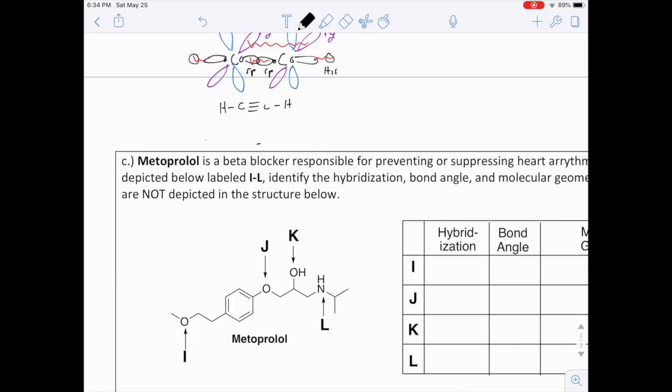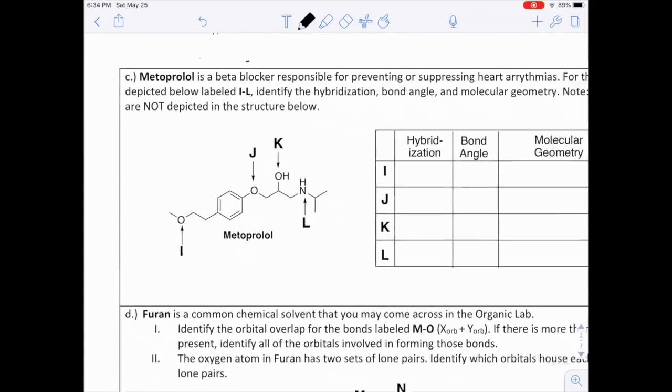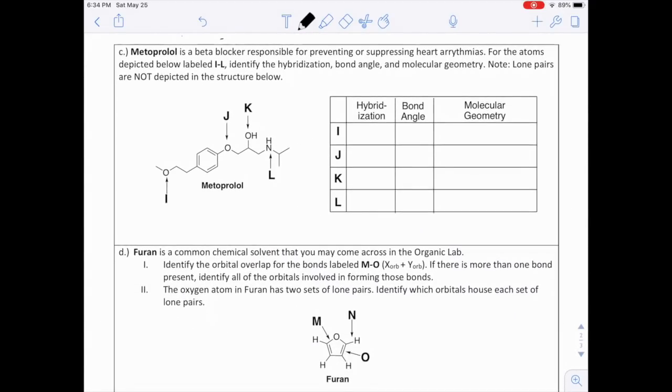So let's move on to specific examples of that. Metoprolol is a beta blocker responsible for preventing or suppressing heart arrhythmias. For the atoms depicted below labeled I through L, identify the hybridization, bond angle, and molecular geometry. Note that lone pairs are not depicted in these structures.